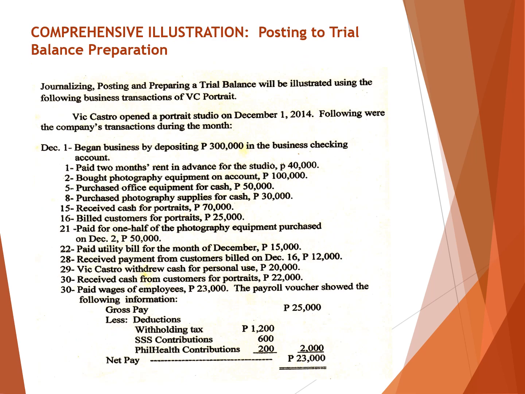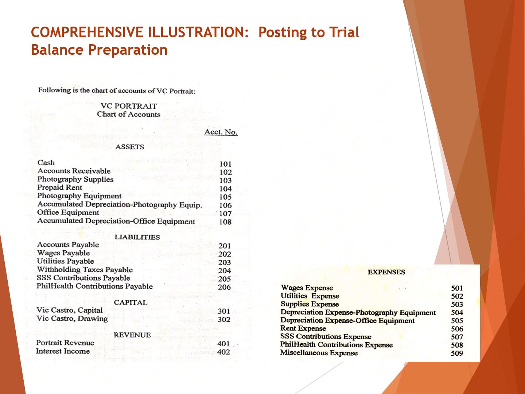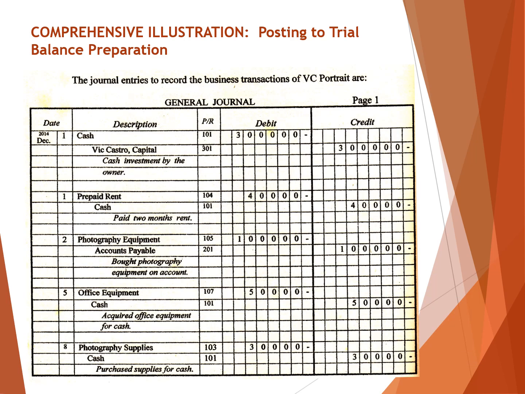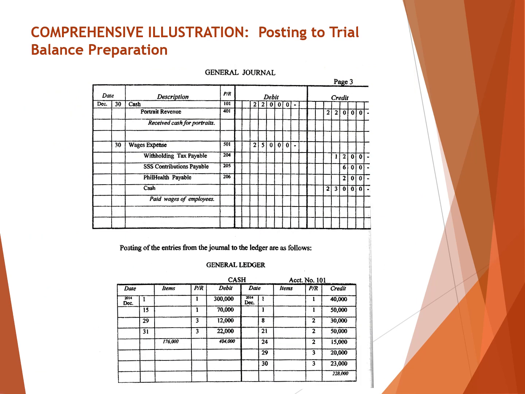Okay. So there is a comprehensive illustration ng preparation and trial balance. Okay, nakita niyo to? Ito yung tinatawag natin na chart of accounts. Yan, nakalista dyan lahat ng account titles at saka account numbers. Okay, ito yung journal entry. Okay, journal entry. Yan, kita nyo, may general journal. Ito, inabot siya ng page 3.